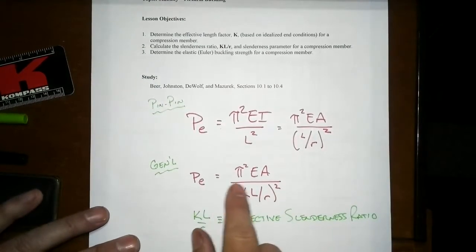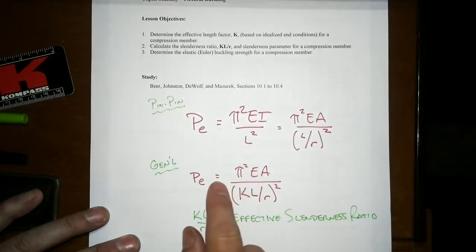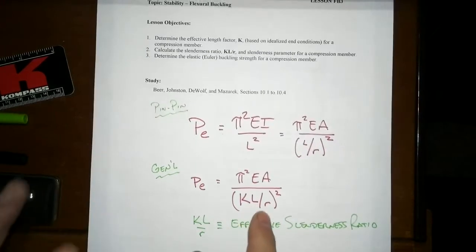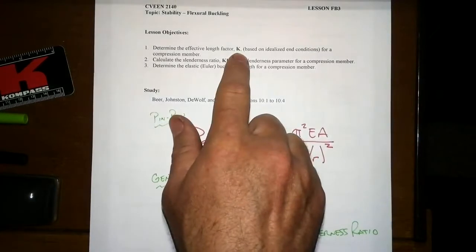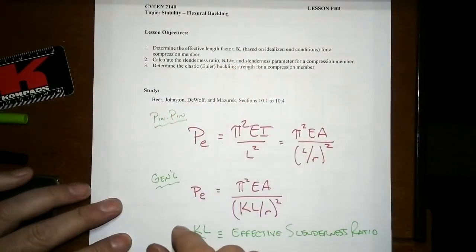Now, a more generalized model to reflect that we don't always have pin-pin conditions is this model where we put this big capital K down here, and this is going to turn this into what we call the effective slenderness ratio. We're going to get into all kinds of details about this. K is called the effective length factor. This is KL over r, the effective slenderness ratio.